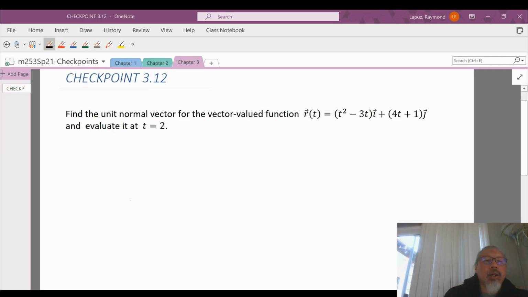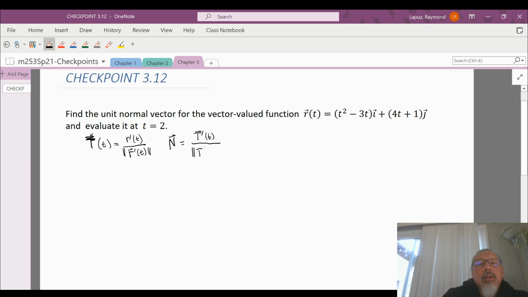Let's begin by recalling some formulas. To get to the normal vector, we need a unit tangent vector, and the unit tangent vector is given by taking the derivative of our position function and dividing by its magnitude. So the derivative of the position function is the tangent vector, but to make it into a unit vector, we have to make sure we normalize it. Now to get our normal vector, we simply take the derivative of the unit tangent vector. And again, that might not be a unit vector, so we'll divide once again by its magnitude.